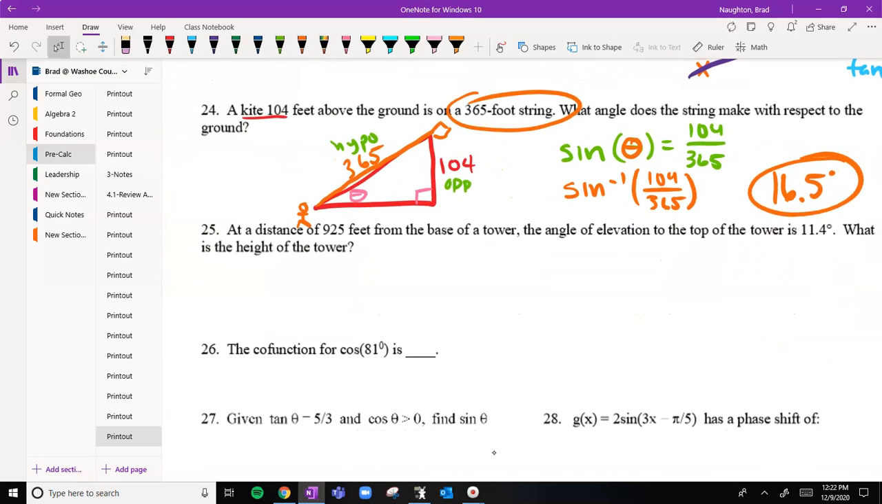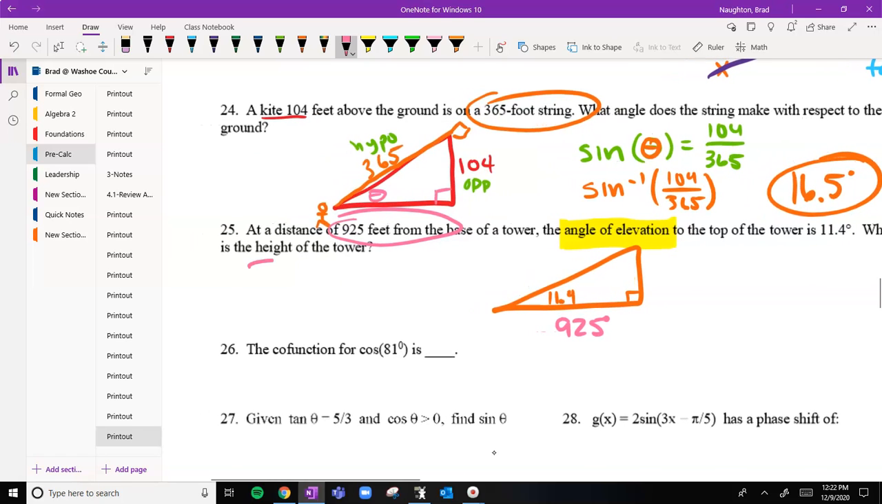Alrighty. So, ladies and gents, in our next one, again, always key in on words like angle of elevation. That's going to help you out. So for angle of elevation, I'm going to draw this triangle right here, make this 11.4 because that's always our theta. Right angle right here. It says the distance to the base of a tower. Anytime you see base, think of along the ground. So this is going to be 925. And then we're looking for what is the height of the tower. So this is an x.